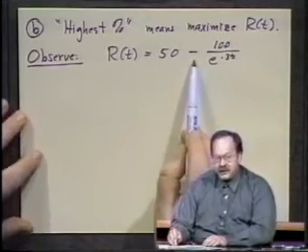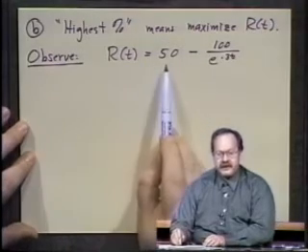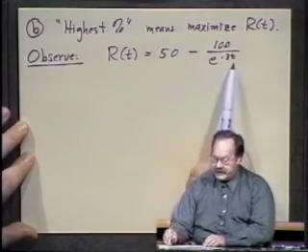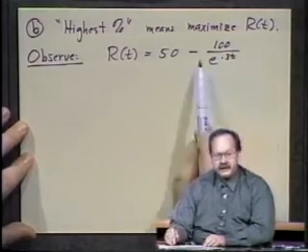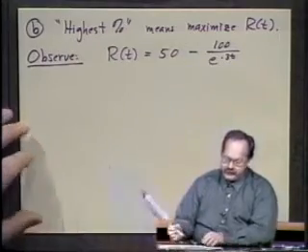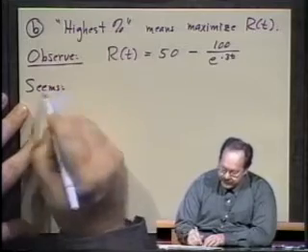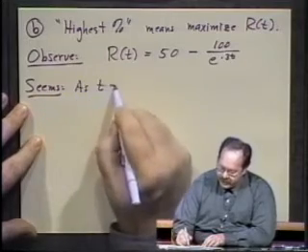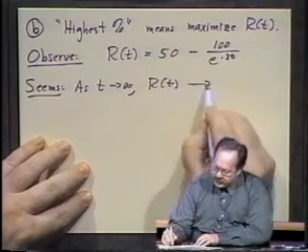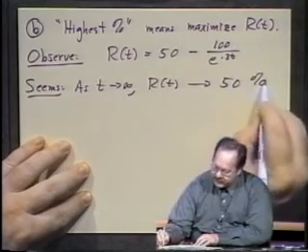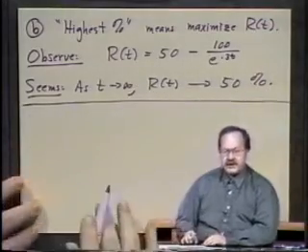So since this fraction is subtracted away from 50, it looks like the biggest that r of t will ever get is 50. Because at any given time, it's less than 50, and only when time goes on to infinity does this drop away and we get 50. So it seems that as t goes to infinity, r of t goes to 50, which of course is 50%. And that would seem to be the answer to our maximization question.